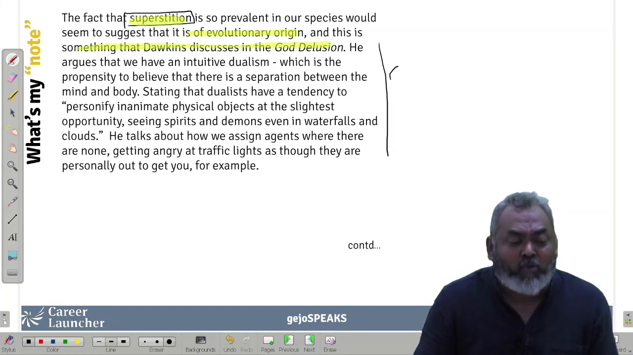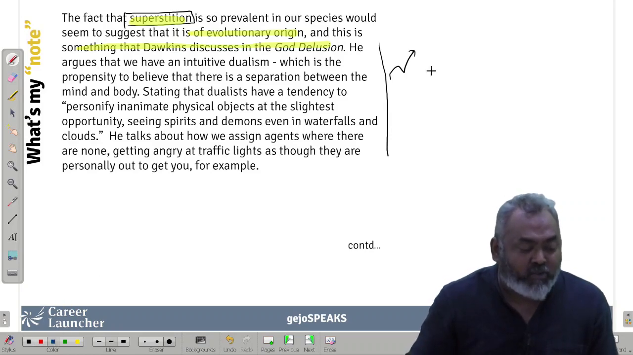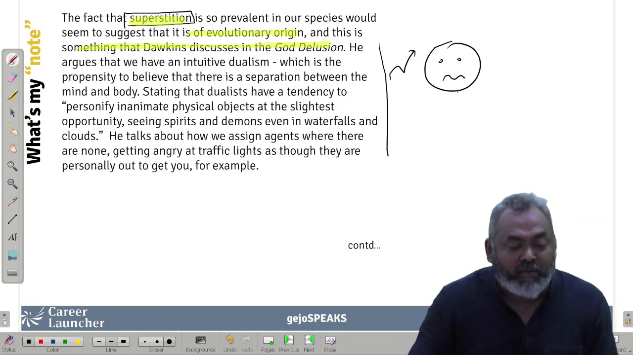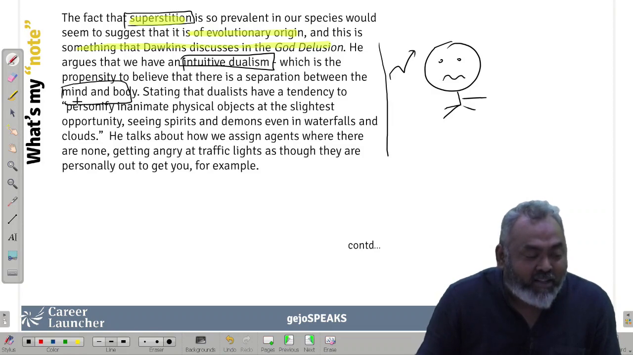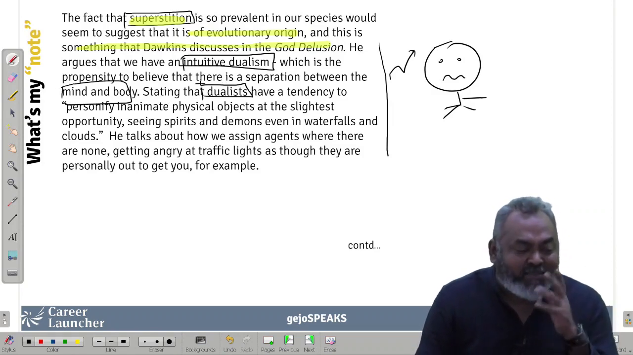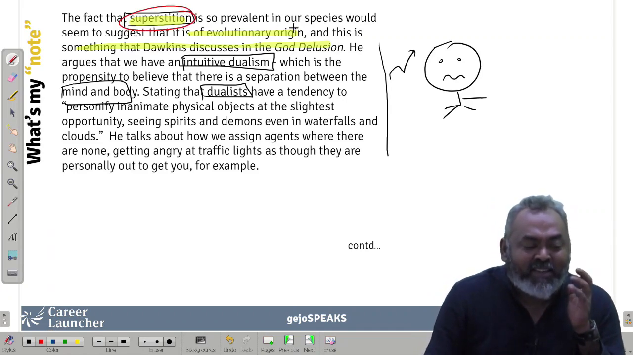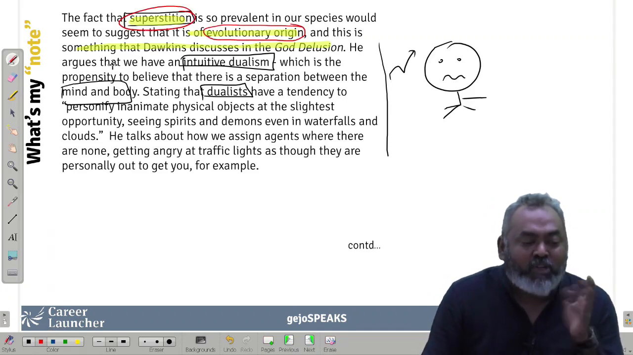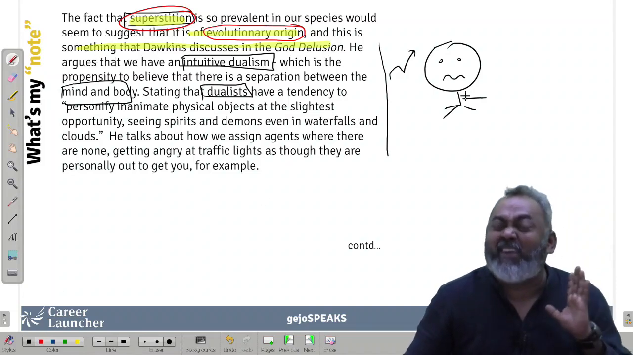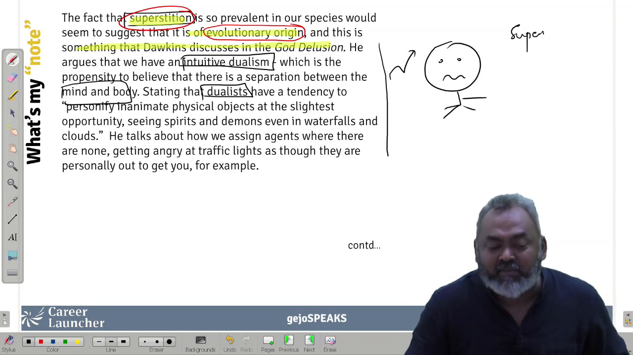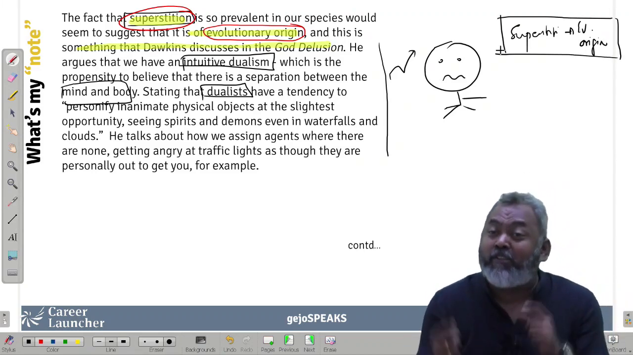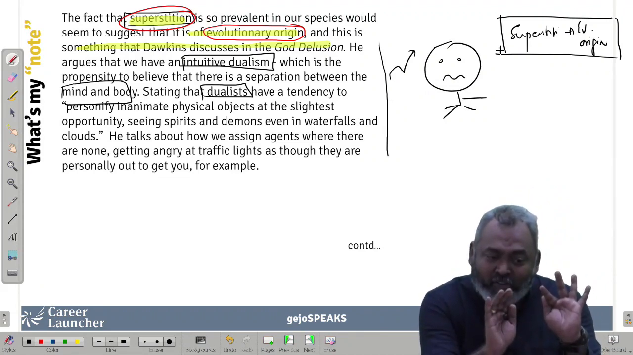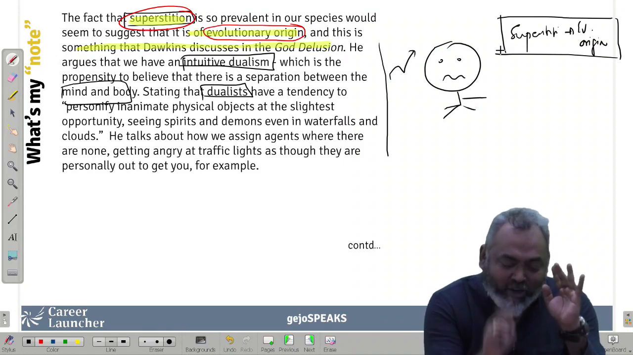And here is where I think that a lot of bouncers could happen. We have words like intuitive dualism, mind and body, dualist. But what I'm going to say is that superstition has evolutionary origin. I'm going to leave that there. And if some question forces me to come back, then I'll come back. For the time being, I understand it has got evolutionary origin, and that's all I'll do. Next paragraph.